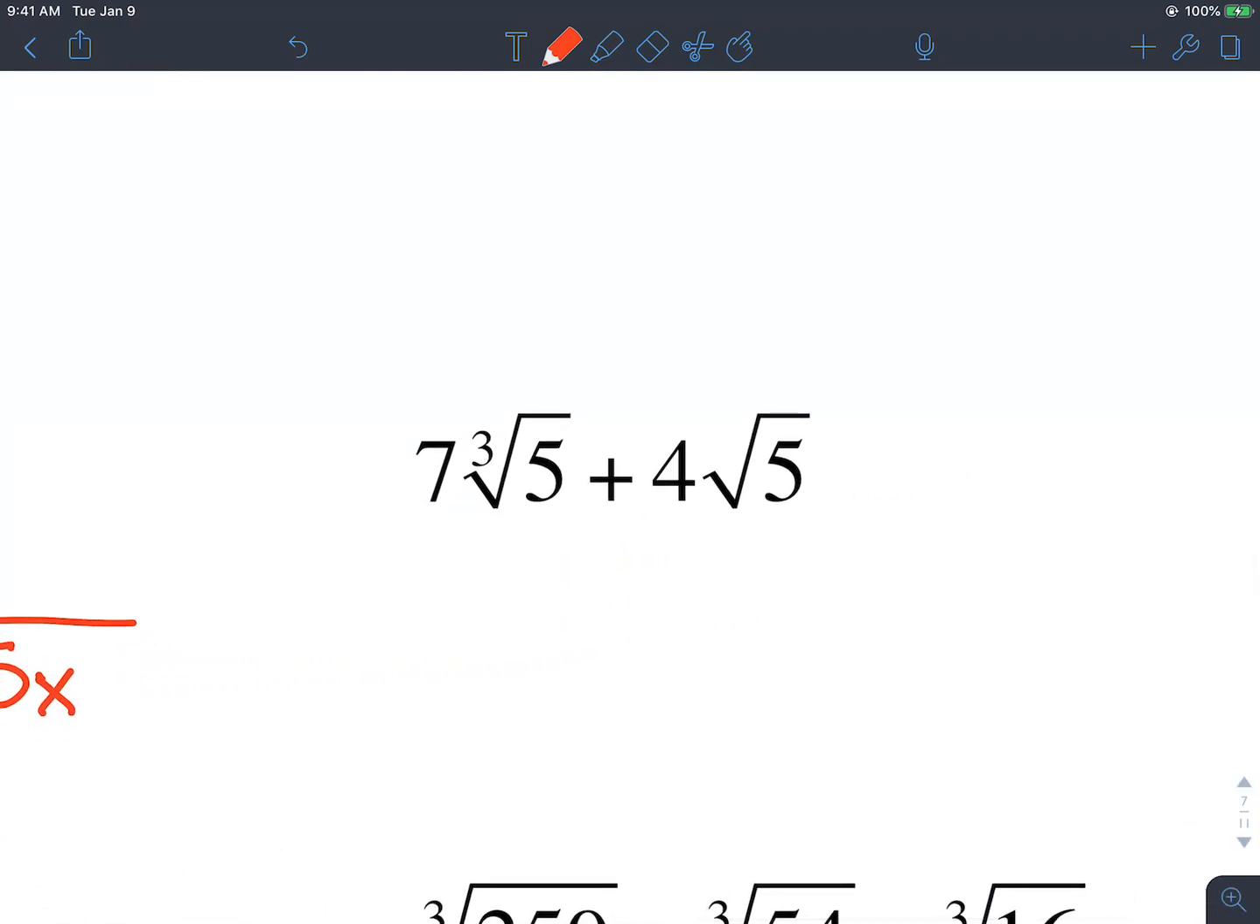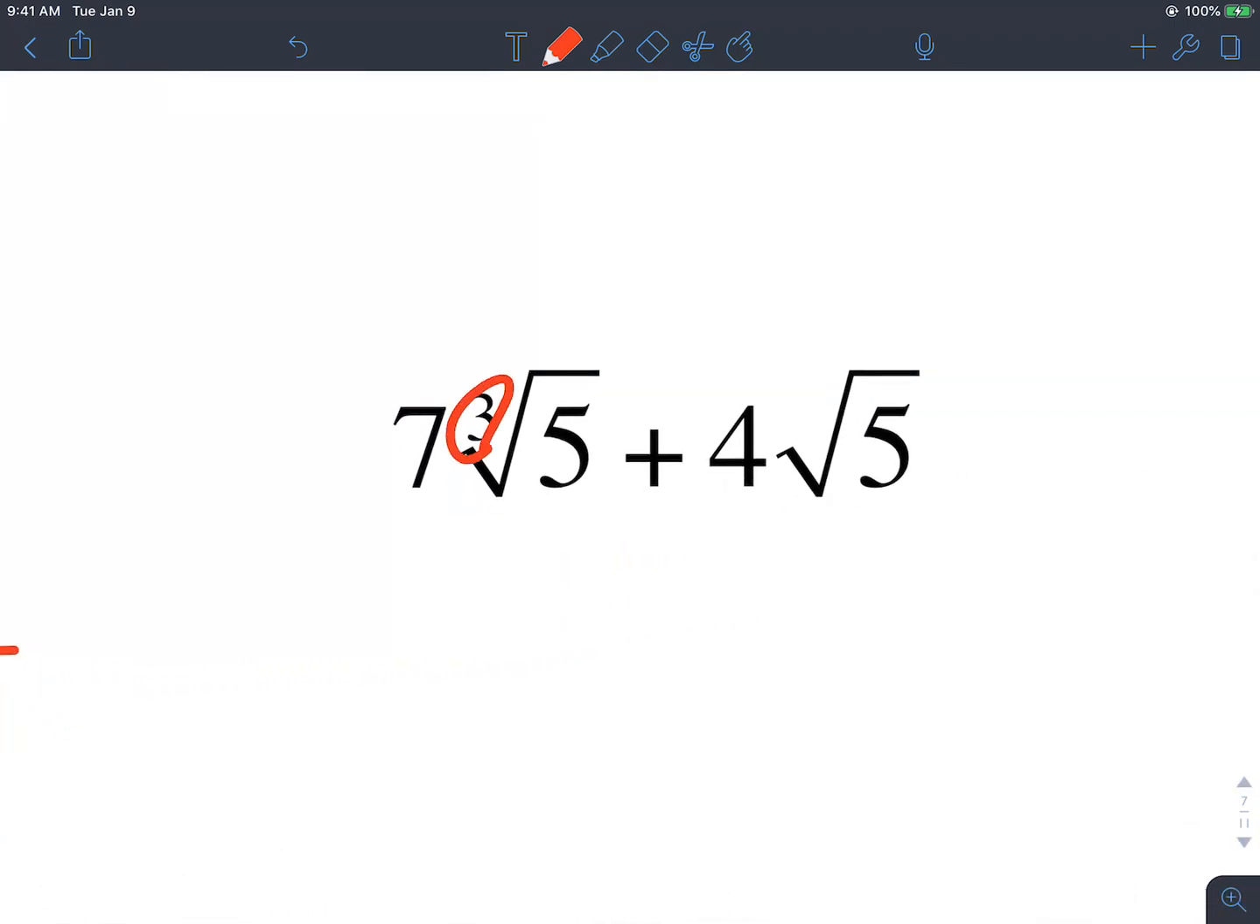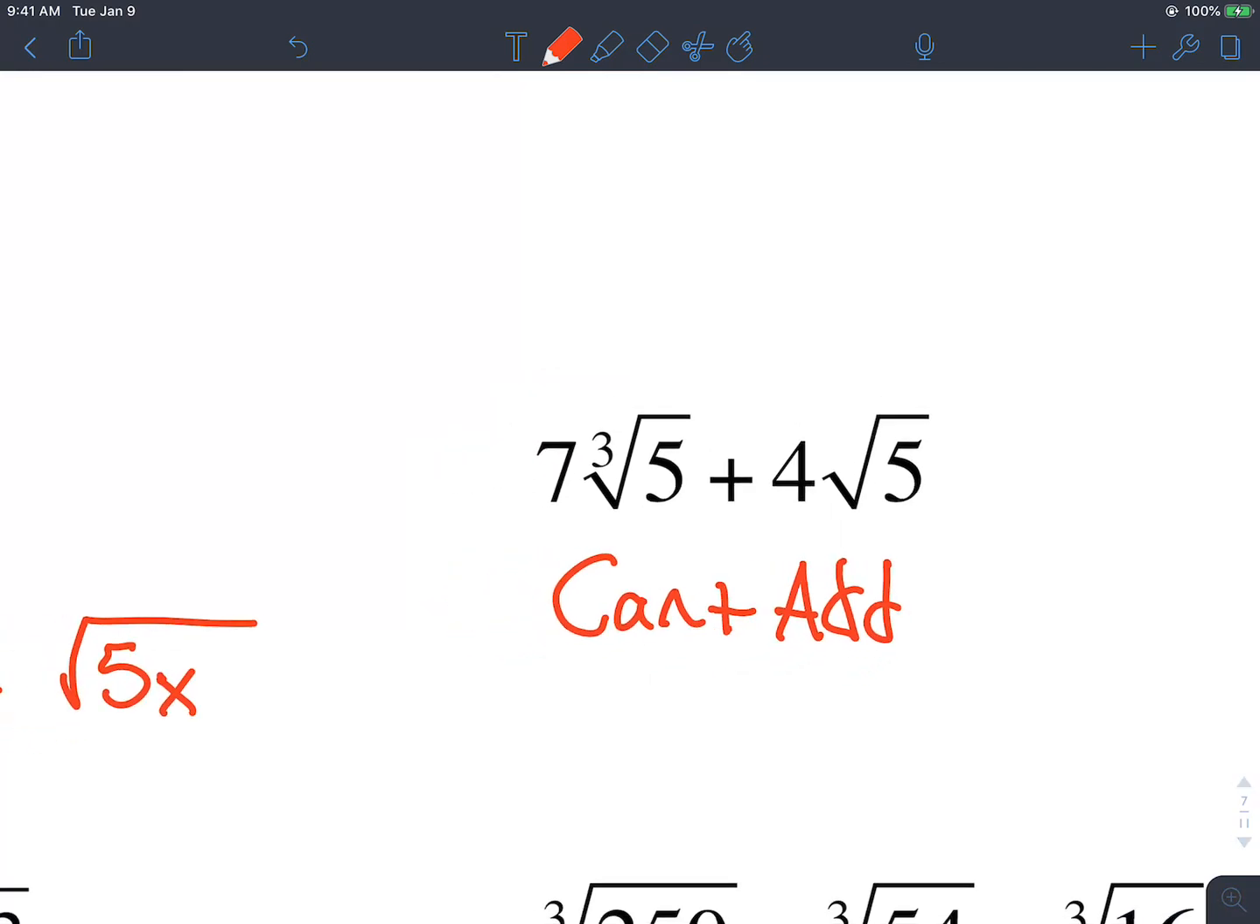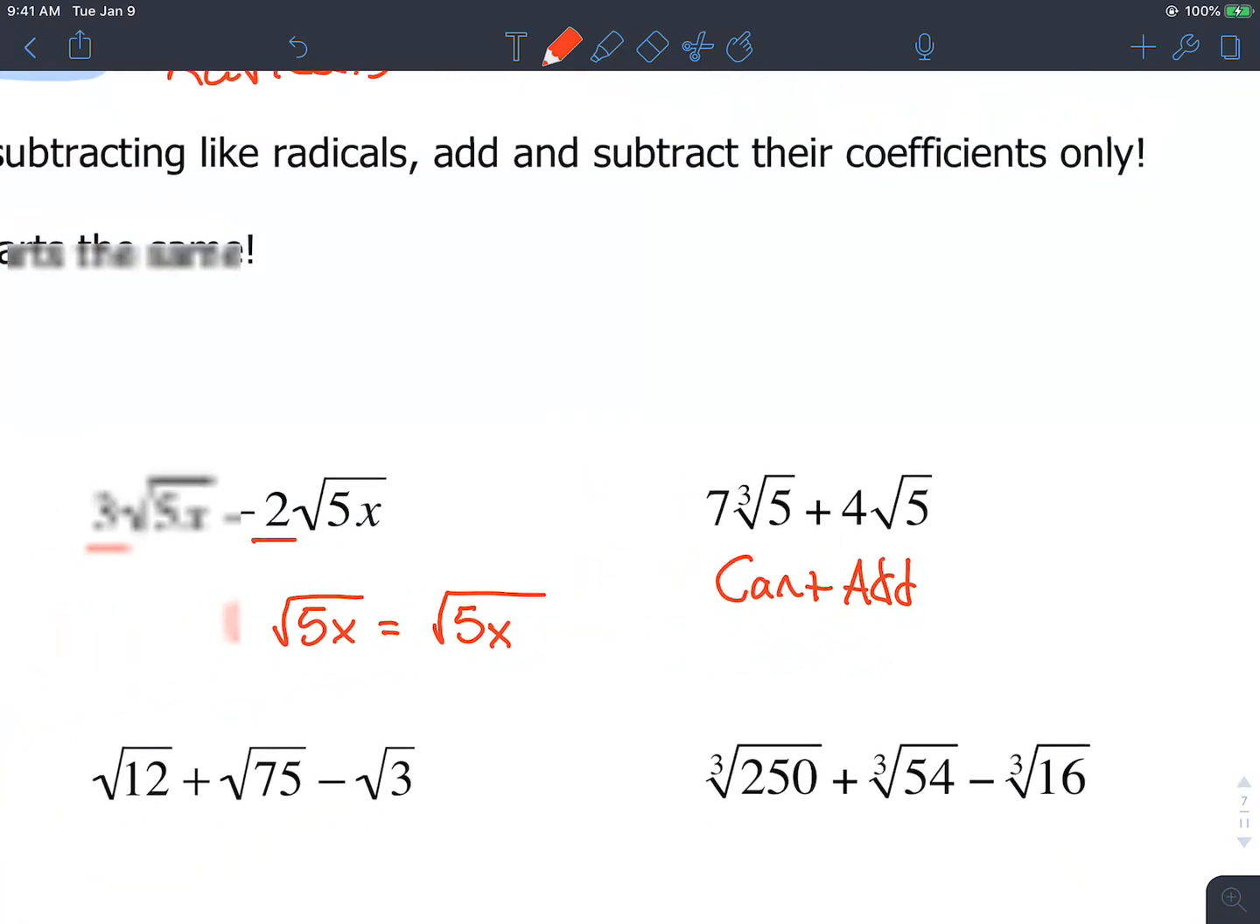Okay, this next one here, since you have different indexes right here, these are not the same radical, so you can't add these. So this is actually fully simplified. Can't do much with that.